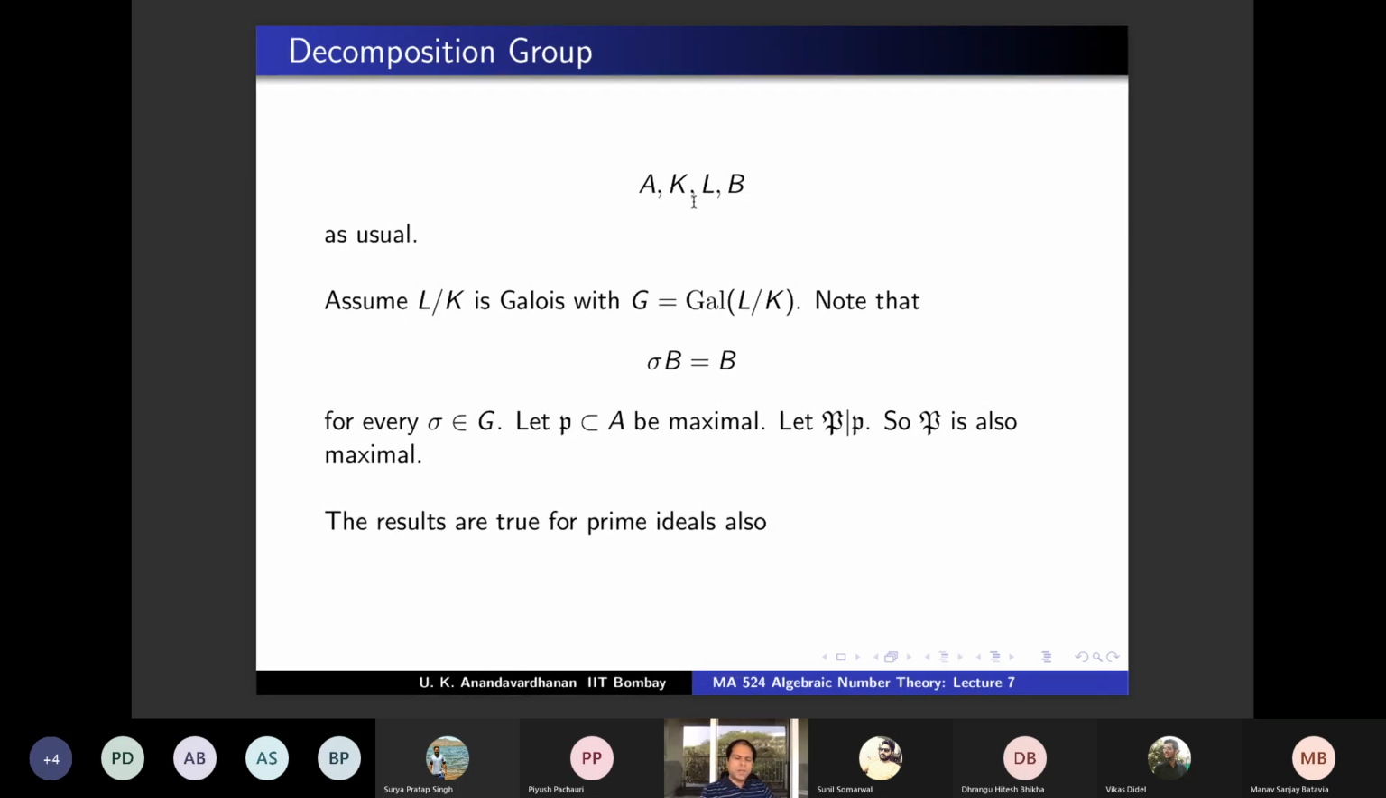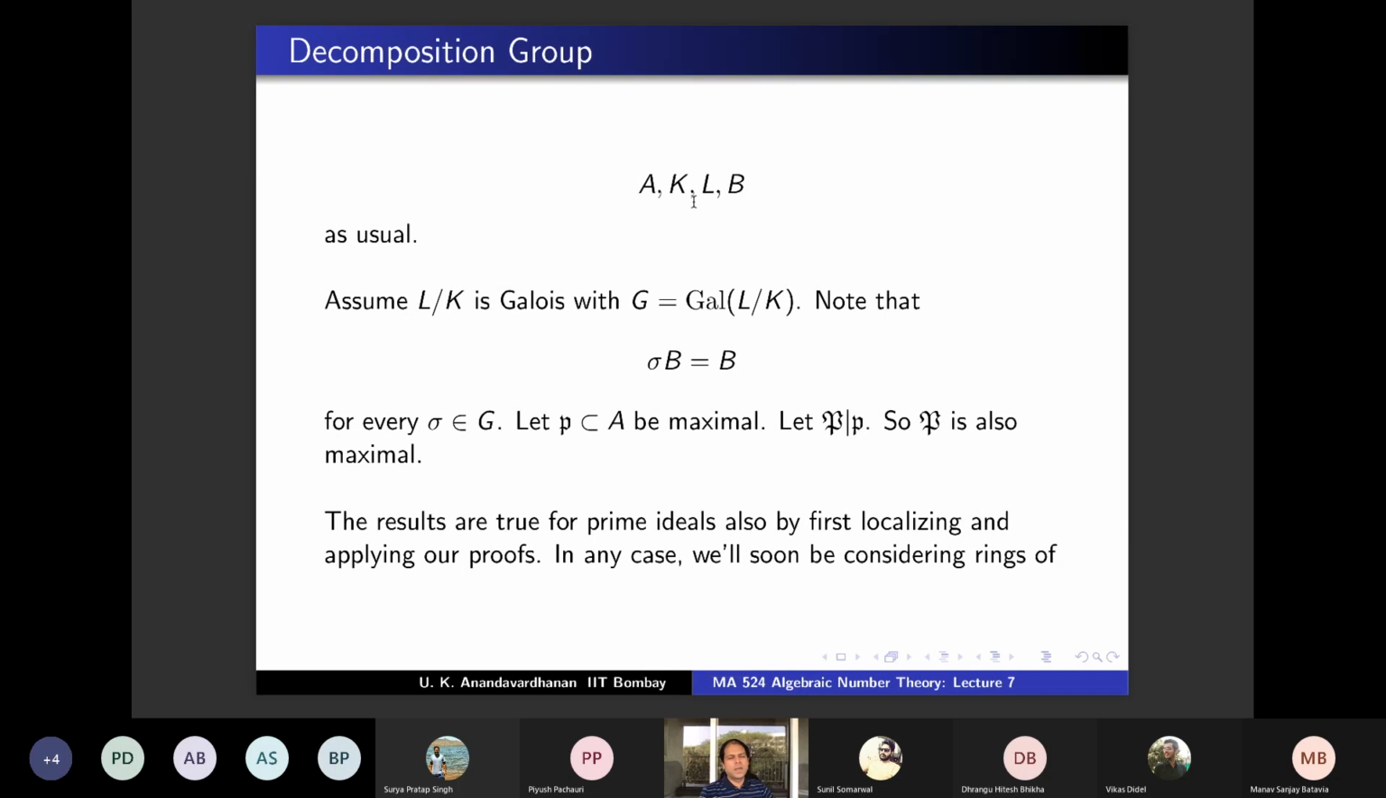And this is the remark, I have typed it up here. The results are also true for prime ideals by first localizing and applying our proofs, but we don't even bother. We are interested only in maximal ideals because soon we will be considering rings of dimension 1.